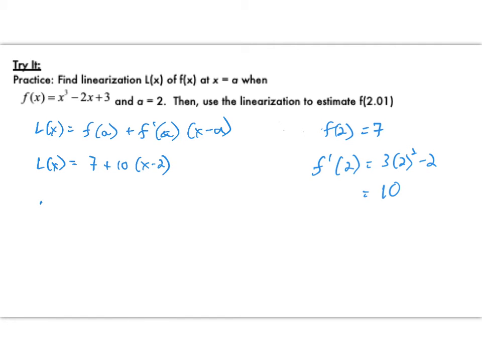Since my estimation is of 2.01, we're actually going to put 2.01 into this. I know that was a little different than the last example, or so it seemed, but we needed an x value. That's why it's a little bit different. So this is going to be 7 plus 10 times 0.01, or about 7.1 when it's all said and done.